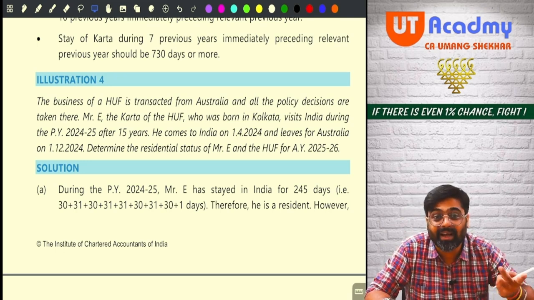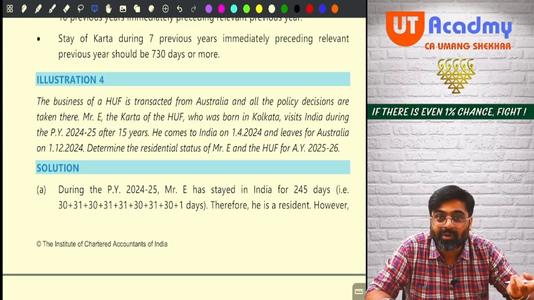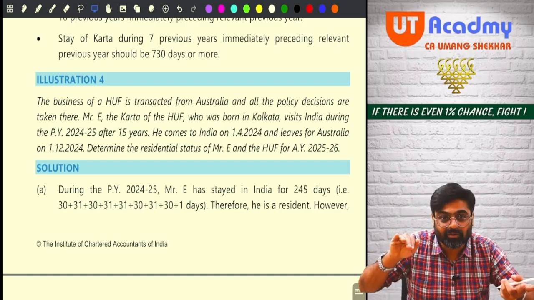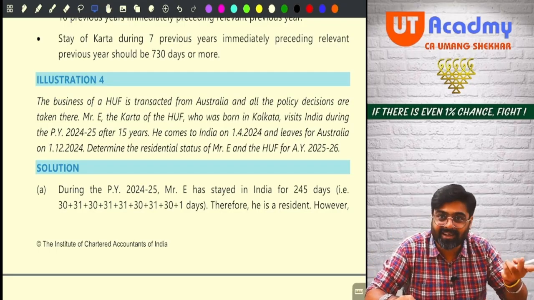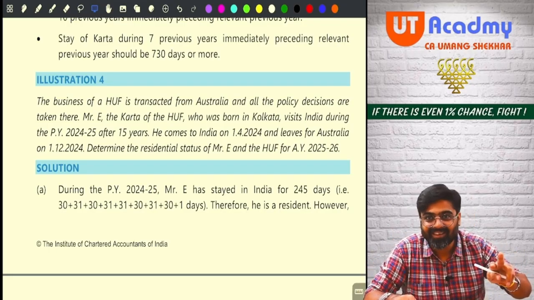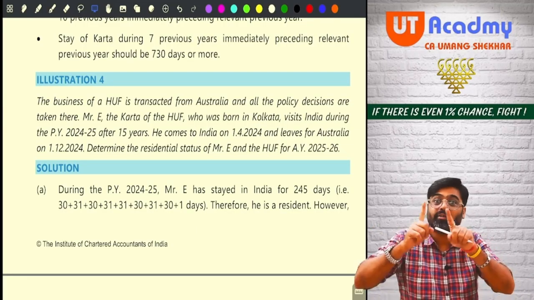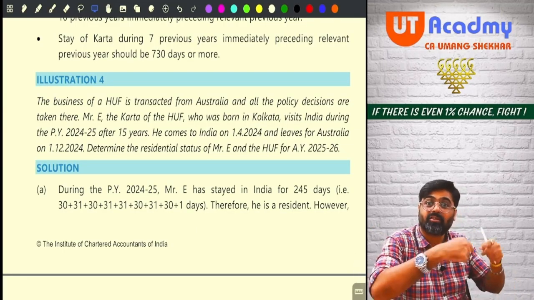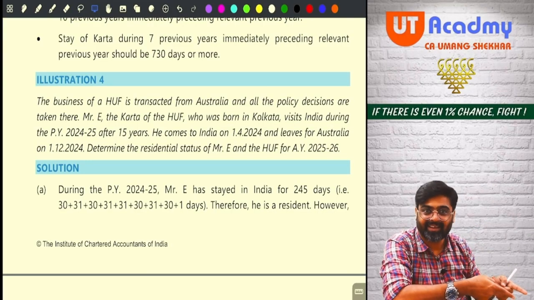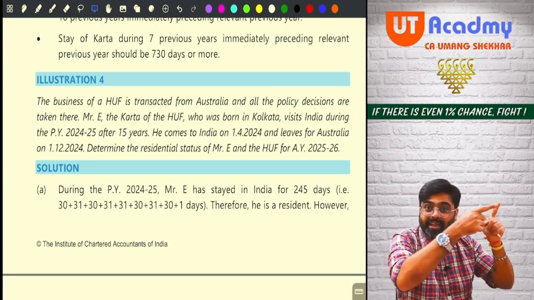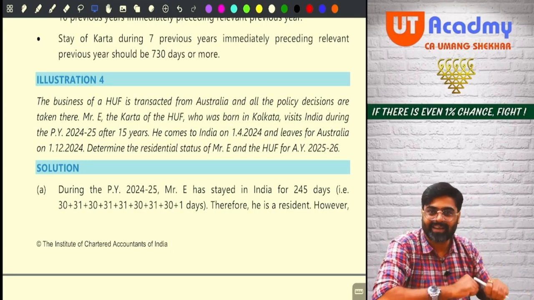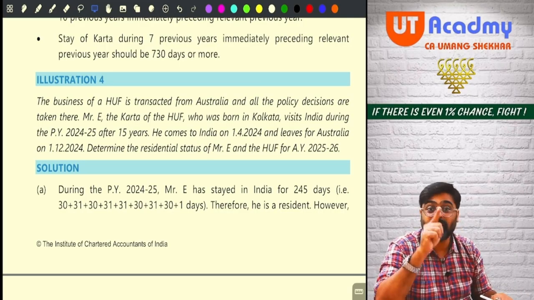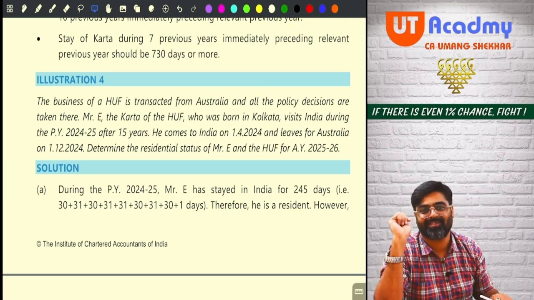Karta has fulfilled additional conditions for himself? Yes or no? So, from the point of view of HUF also, Karta has satisfied the additional condition. So, for HUF, his Karta is a non-resident in the last 10 years, yes or no? And his stay is also less than 729 days. So, HUF in that case will also become RNOR.